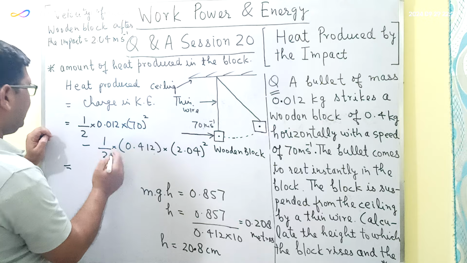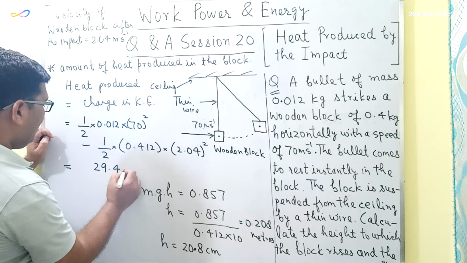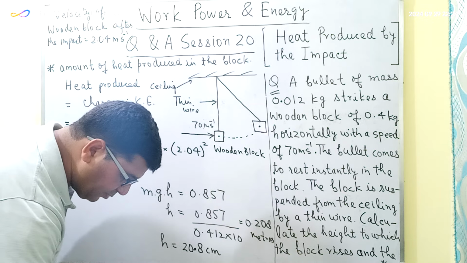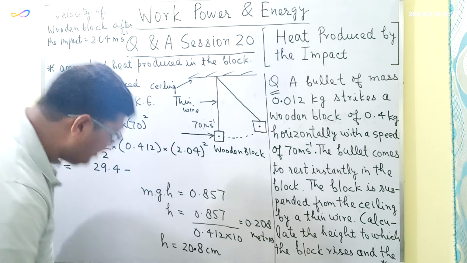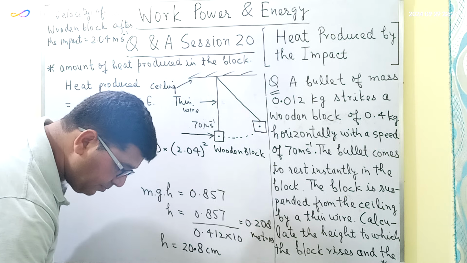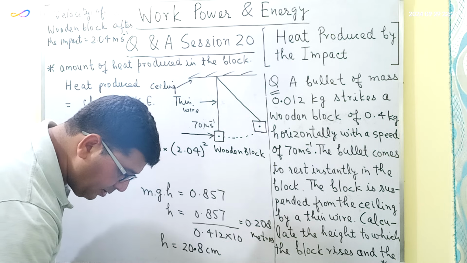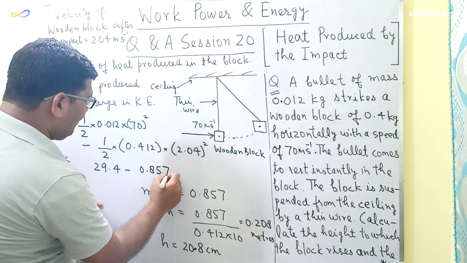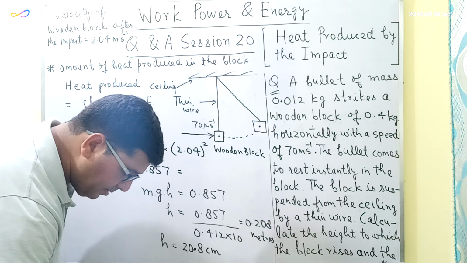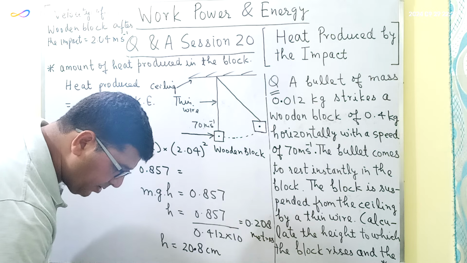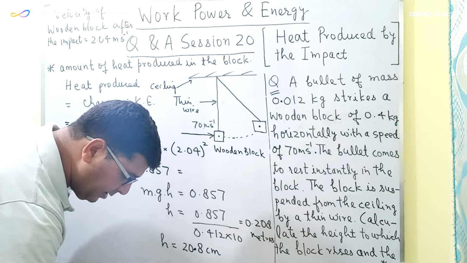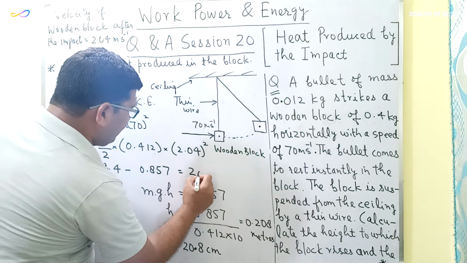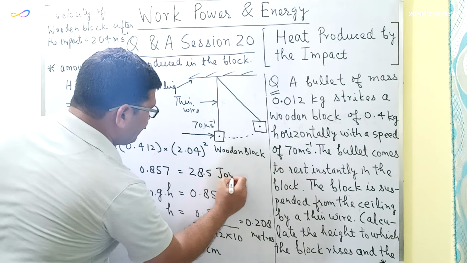This is equal to 29.4, so the value of the initial kinetic energy is 29.4, and the value of the other one is 2.04 into 2.04 into 0.412 divided by 2, which is 0.857. So this is equal to 29.4 minus 0.857. So this is equal to 28.5, approximately 28.5 joules.